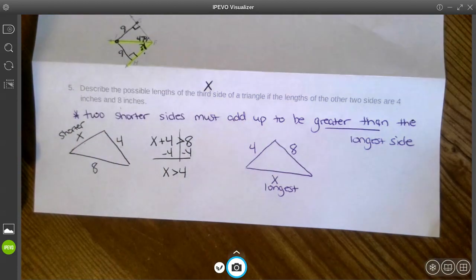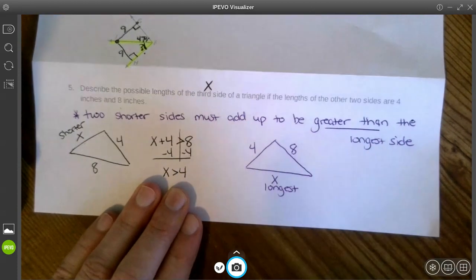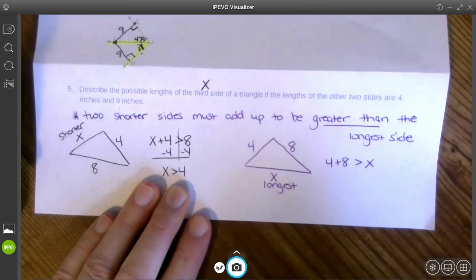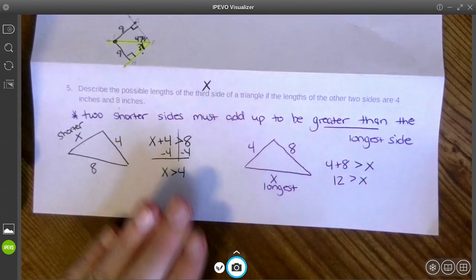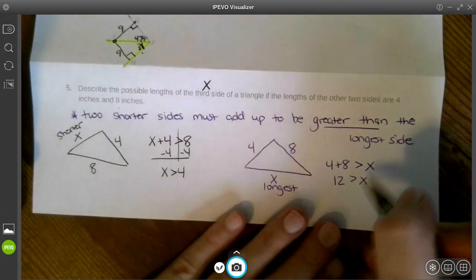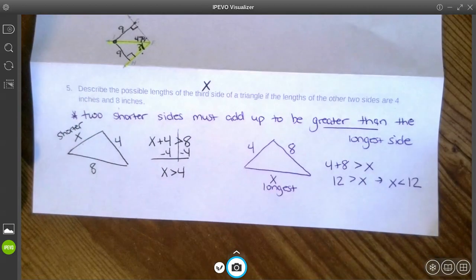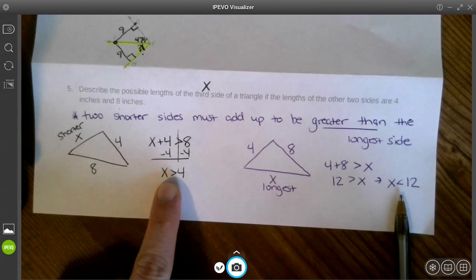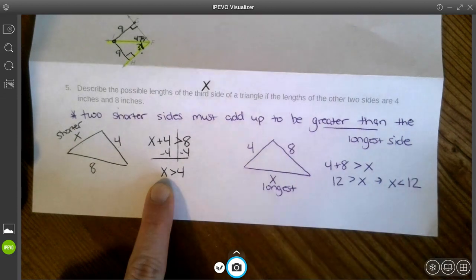If this is the situation, we would know that 4 plus 8 has to be greater than x. When I add them together, that tells me that 12 has to be greater than x. If I flip this around, what this means is x must be less than 12. So both of these two things have to be true. x has to be greater than 4, but it also has to be less than 12.